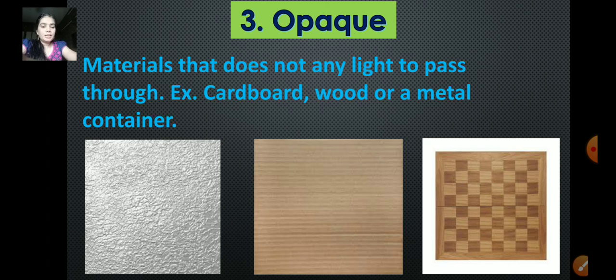So you can take aluminum foil paper or any cardboard or any book, and just place it in front of your face and observe whether you can see whatever is present on the opposite side. If you cannot see those things, that is called opaque.